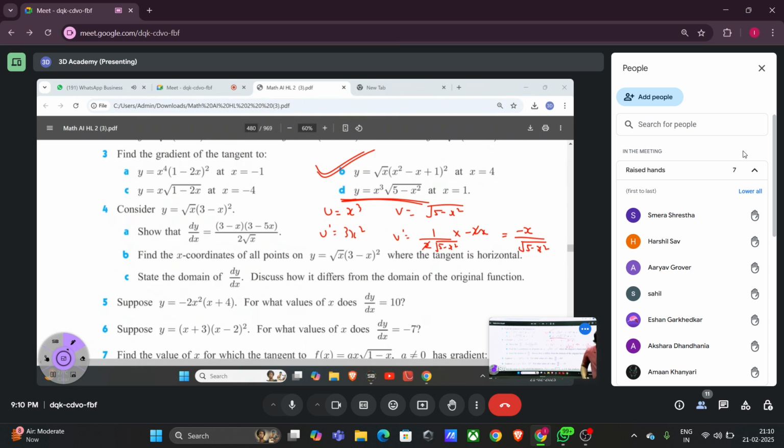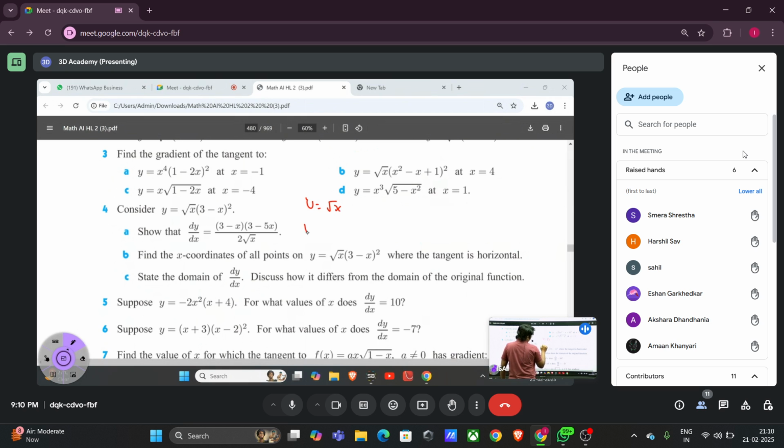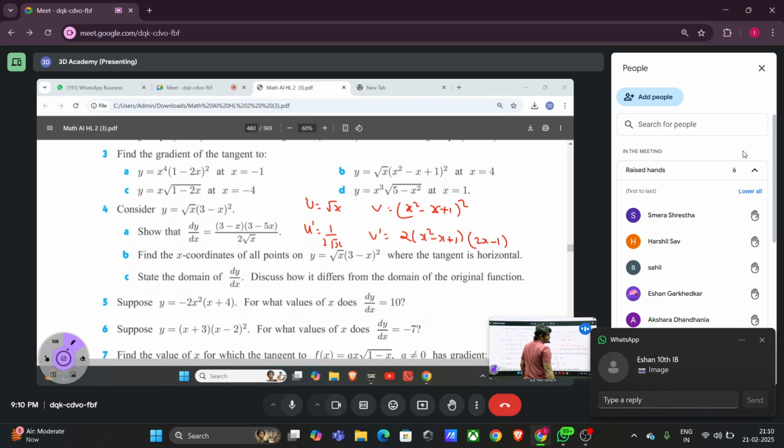Good, guys. See, again the same logic. U and U dash, V and V dash should be correct. So this is 1 upon 2 root x. Second is V. V is x square minus x plus 1 square. So V dash will be 2 times the same bracket, but its differentiation is multiplied.